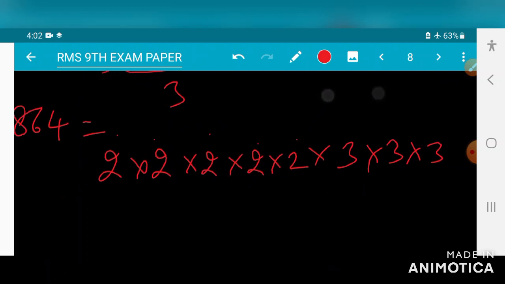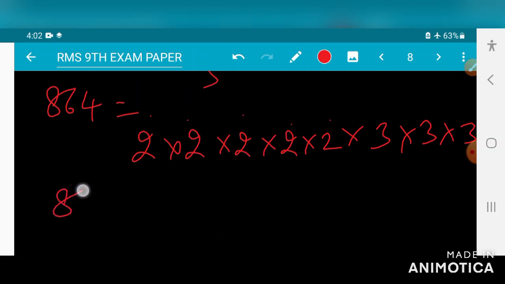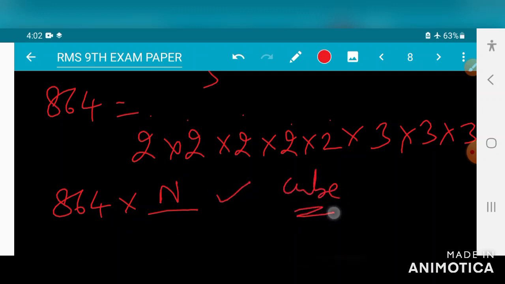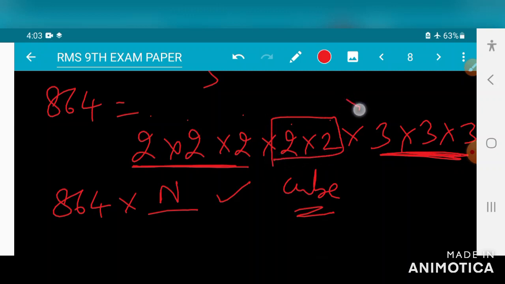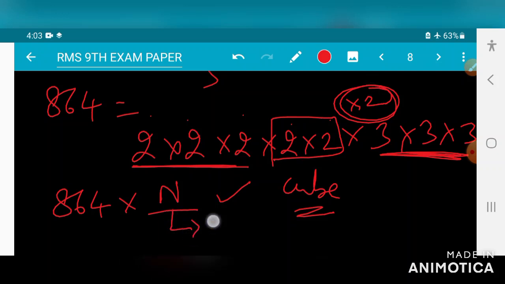Now this question is asking that 864 into which number we have to multiply so that this number will become a perfect cube. That means we have to find out the pairs, in groups of 3. 2 is okay, and 3 is also a group. For the remaining 2 into 2, another 2 is missing, so we have to multiply with 2. The number is nothing but 2.